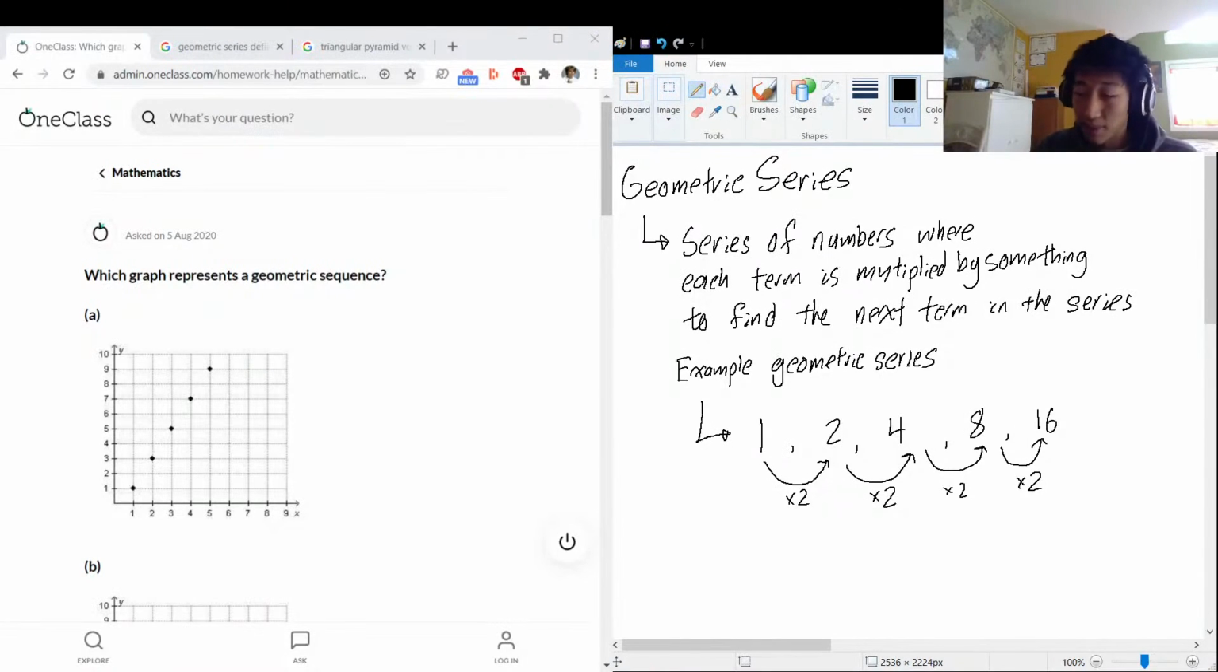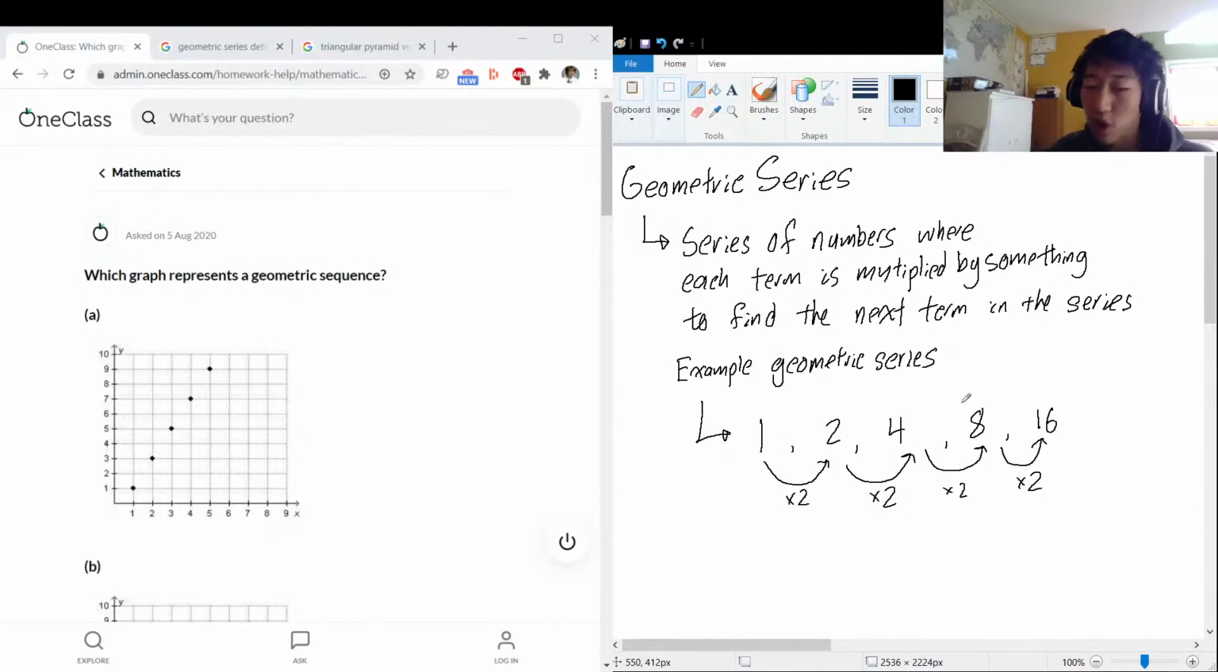To easily tell if something is a geometric series or not, we can divide the current term by the previous term, if applicable. Of course, we would not be able to do that for the first term. But if we divide them, we should always get the same number, no matter which term we're looking at. So 4 divided by 2, that's 2, makes sense. 8 divided by 4, the previous term, that's 2. 16 divided by 8, that's 2.